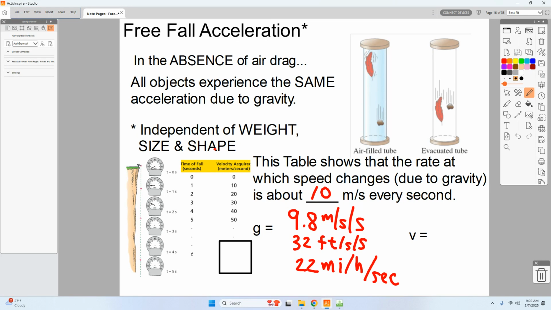It would pick up speed pretty quickly. So gravity itself is quite fast. It causes objects to change their motion pretty quickly. If we're standardized on SI units, this is the one that we would use because it's in meters per second per second. If I wanted to find the velocity, I would just take the acceleration due to gravity, which we call g, and just multiply by the time.